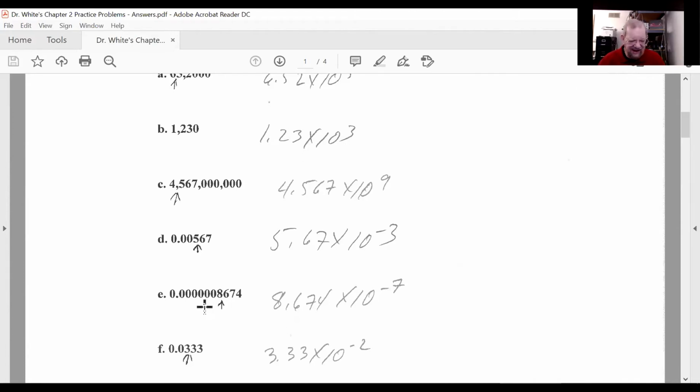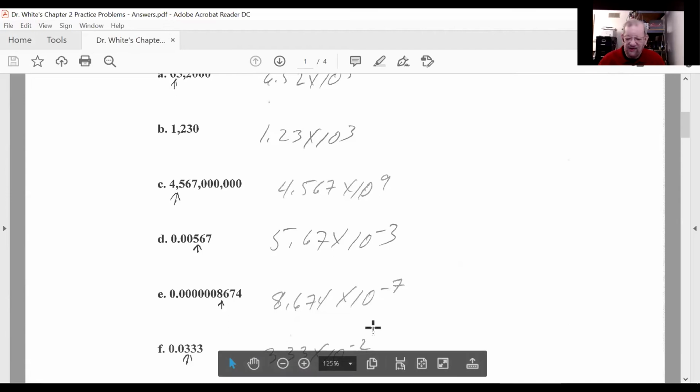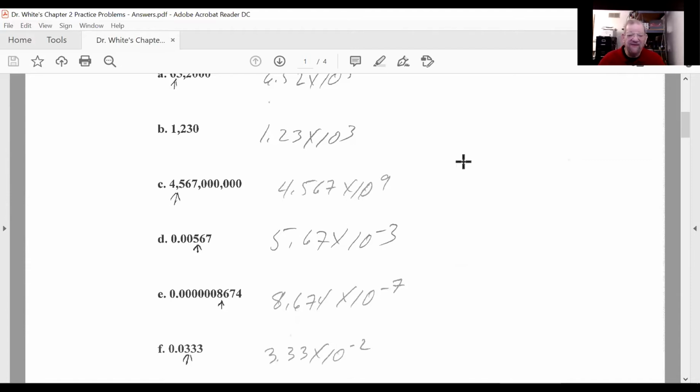Now here in E, I see a question, hold on. Okay, whoever. And in E, I have to move the decimal point to the right of the first non-zero integer. Notice this is less than 1, so I move it 1, 2, 3, 4, 5, 6, 7. So I get 8.674 times 10 to the x. X, because this number is less than 1, is negative, minus, and I moved it 7 times.